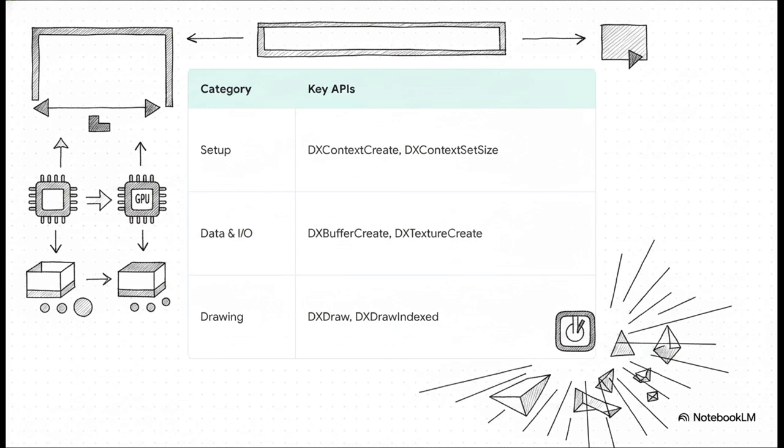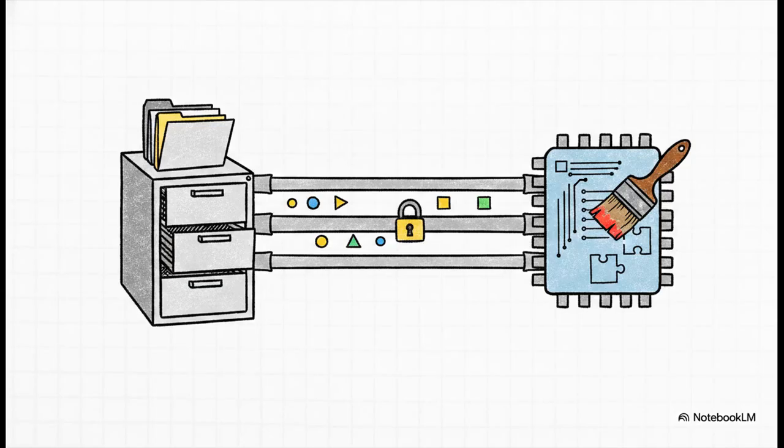Next are your data and I/O functions, like DXBufferCreate and DXInputSet. These are vital because they push your arrays of market data from the CPU over to the GPU. And finally, you have your execution APIs, primarily DXDraw and DXDrawIndexed, which actually pull the trigger and render your geometry right to the screen.